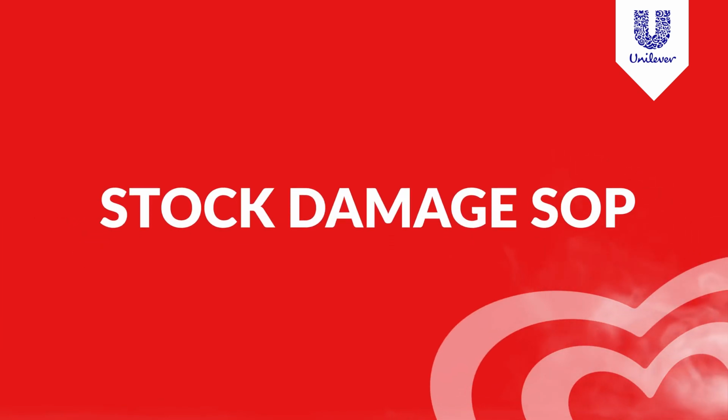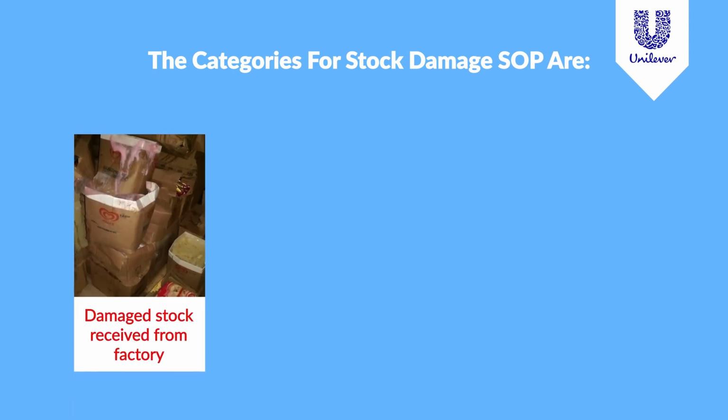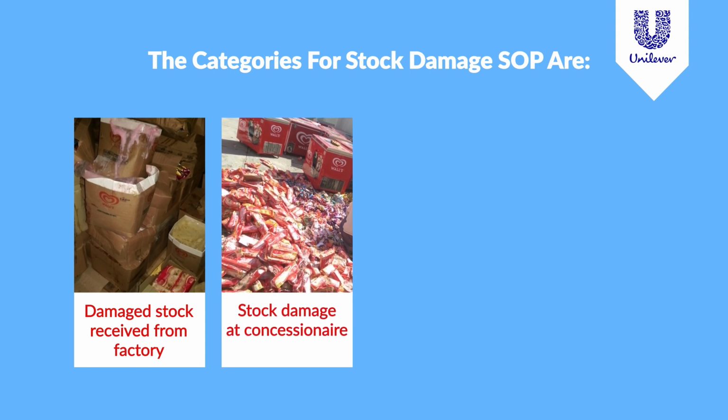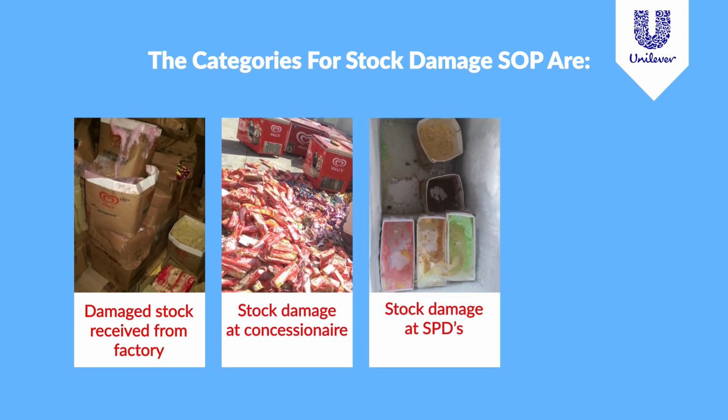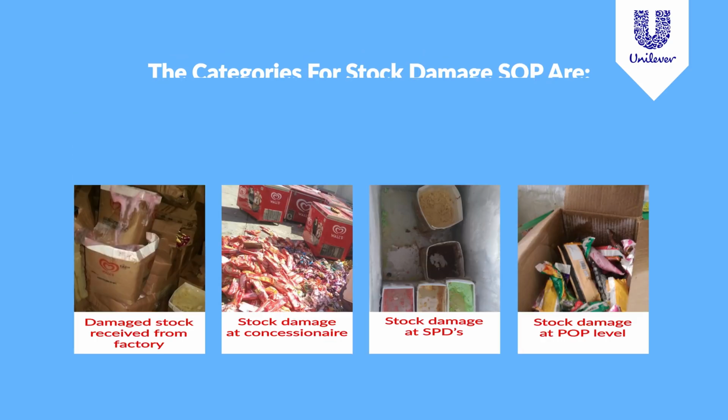Number 1. Stock damage SOP. The categories for stock damage SOP are damage stock received from factory, stock damage at concessionaire, stock damage at stock point dealers, SPDs, and stock damage at point of purchase, POP level.